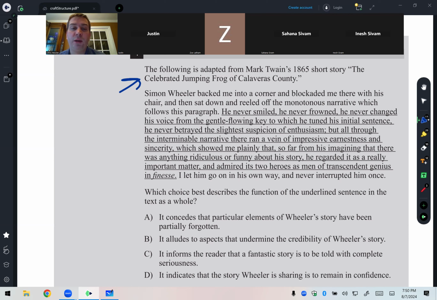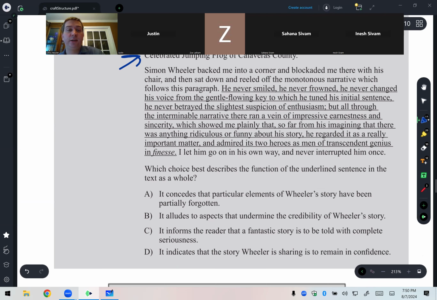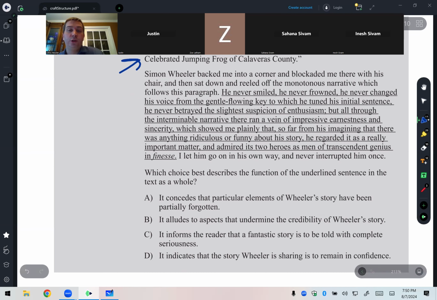Which choice best describes the function of the underlined sentence in the text as a whole? So we're asked about the structure of this text and this underlined sentence. I'm going to go through some answer choices, and if it seems like they're incorrect, we're going to cross them off. What about answer choice A? Does this statement concede that particular elements of Wheeler's story have been partially forgotten? Do we have any indication that Wheeler has forgotten some of the story? I'm going to cross it off. There's no indication in this passage that that is the case.